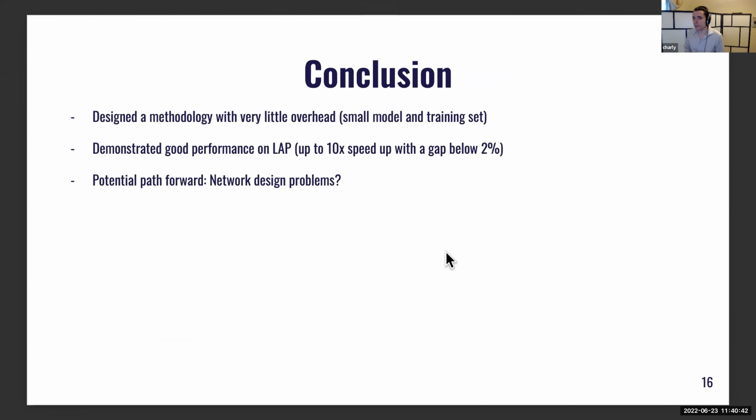To conclude, we designed a methodology with very low overhead, a small model and training set, and we demonstrated good performance on the LAP, with up to 10x speedup with a gap below 2%. Next, we're looking at network design problems, which have a similar structure, where there's some set of binary variables, some set of continuous variables, and the goal is to predict the binary variables in order to speed up the process. I hope you enjoyed my presentation.